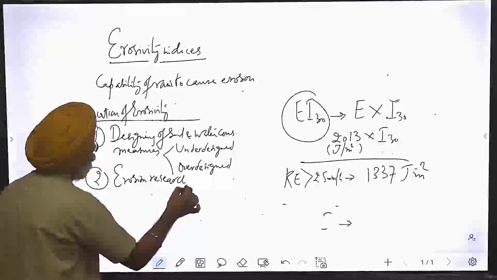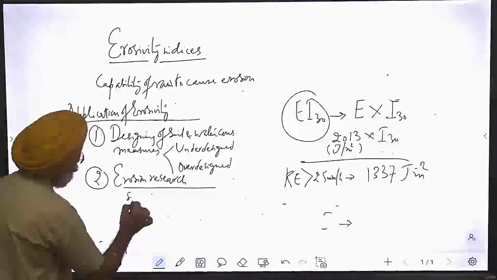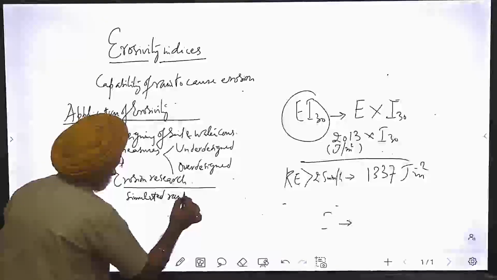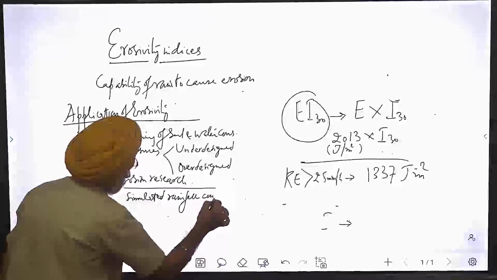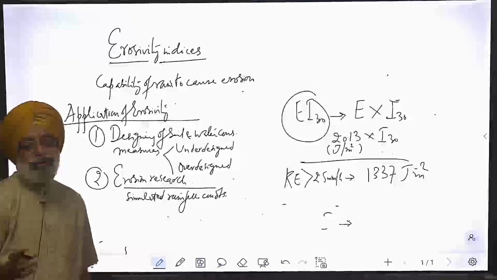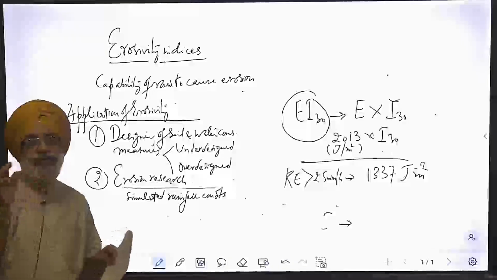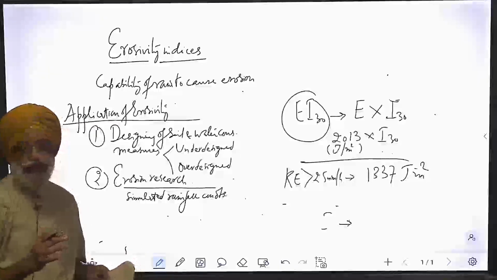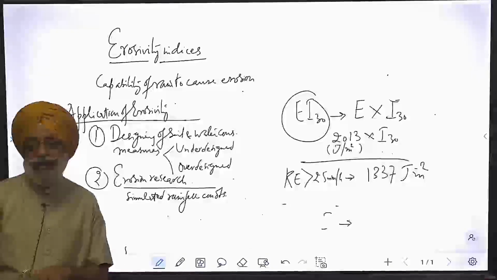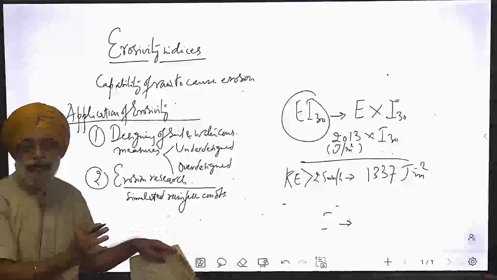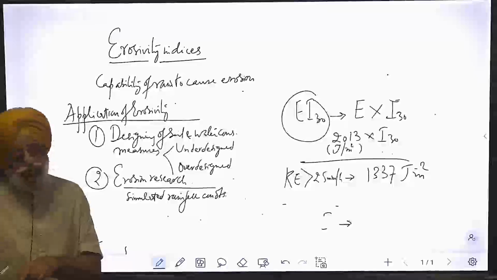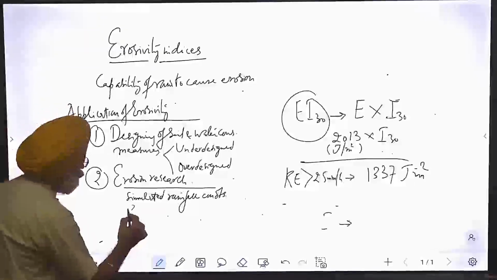Second is in erosion research. Most of the research on soil erosion is conducted under simulated rainfall conditions, meaning artificial rainfall is created. When you go for artificial rainfall simulation, you must have an idea that you are going to conduct this research for a particular area. Whatever simulation of rain I do, its erosivity should be similar to the actual erosivity which is taking place.